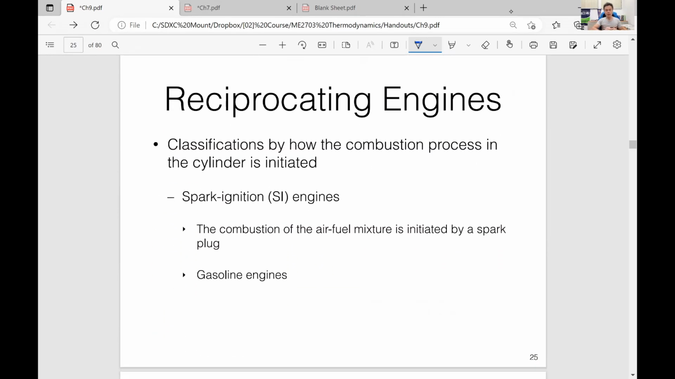Then we can classify the reciprocating engines by how the combustion process in the cylinder is initiated. One is the spark ignition engine. We call it the SI engine, spark ignition. That means the combustion is initiated by a spark plug.